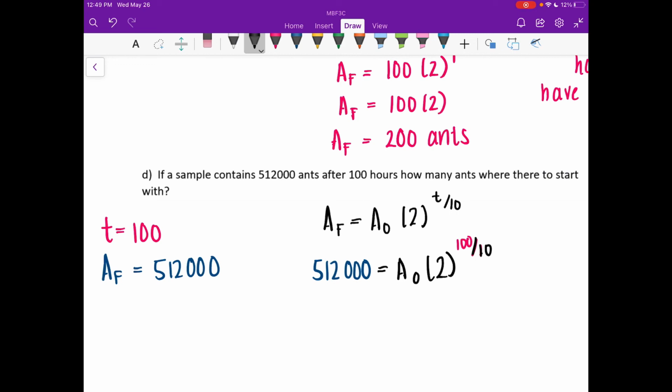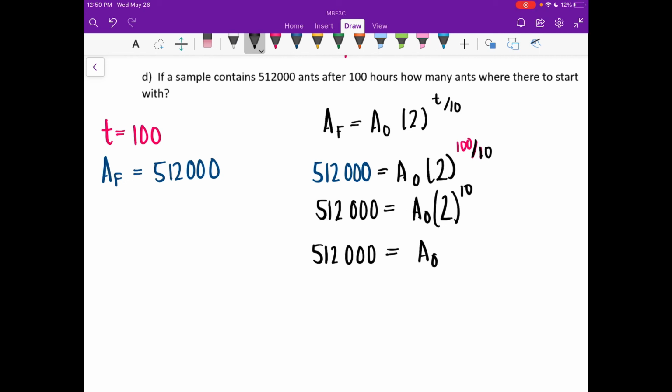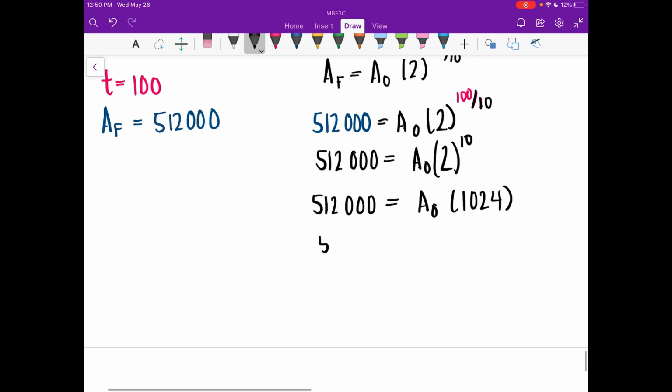So we're going to solve this the same way. So first things first, let's do our 100 divided by 10. We're just going to rewrite our number in here. So we have AO, right? Let's deal with our exponent first. So it's going to be 2 to the power of 100 divided by 10, 2 to the power of 10, right? Now let's deal with that exponent. So AO times 2 to the power of 10 is going to be 1024, right?